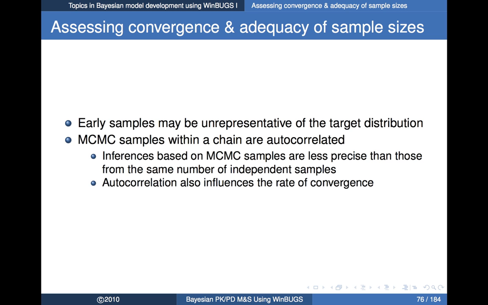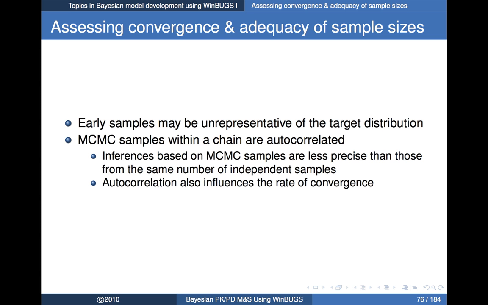So let's get underway. Let's first talk a bit about assessing convergence and adequacy of sample sizes. We've got a process here where we're creating these Markov chains that begin at some starting points that may or may not be very representative of the target distribution. As a consequence of both that convergence process and the fact that your initial estimates may be somewhat distant from the target distribution, target in this case being our posterior distribution of our parameters, the result is that the early samples may not be representative of our target distribution.